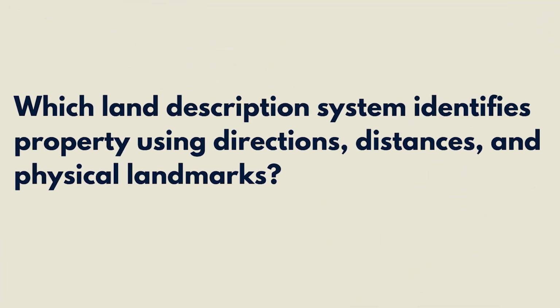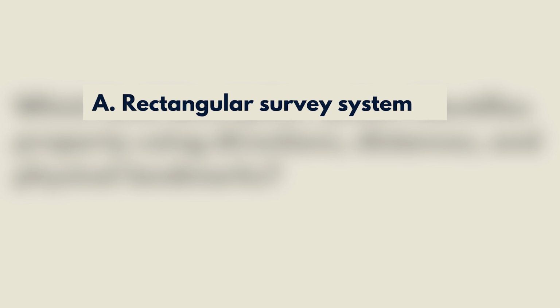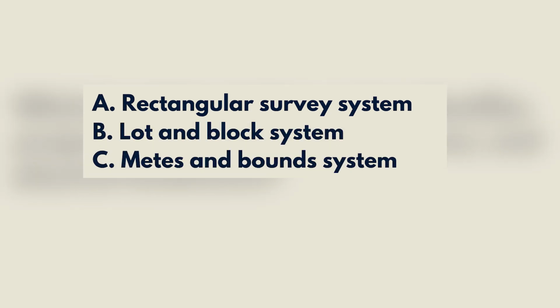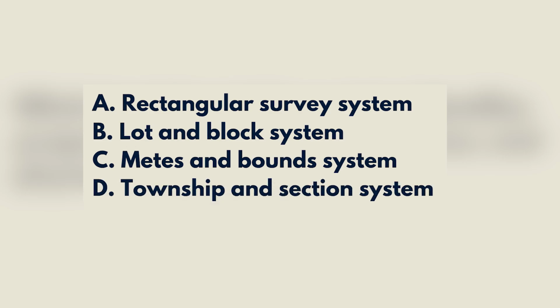Question 1. Which land description system identifies property using directions, distances, and physical landmarks? A. Rectangular survey system. B. Lot and block system. C. Metes and bounds system. D. Township and section system. The correct answer is C.